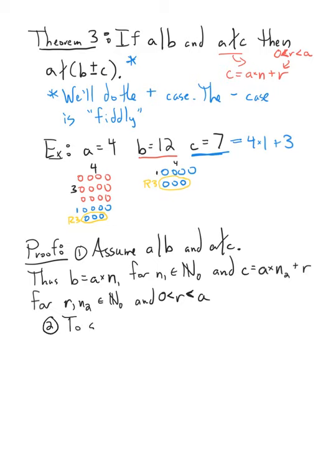So what do we want to show? We want to show we can write B plus C. Remember, we won't worry about the negative case. We want to show B plus C as A times some whole number plus a remainder. So if we can do that, then we're done. We've shown that A isn't a factor of B plus C. And again, the example that you have is instructive of how to do this.